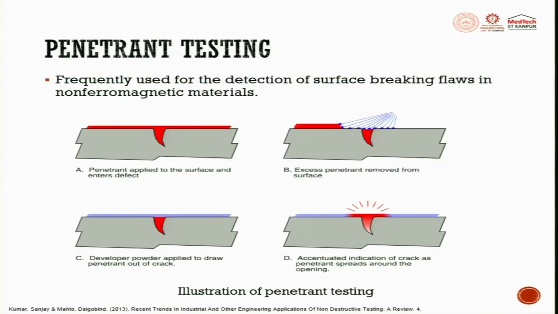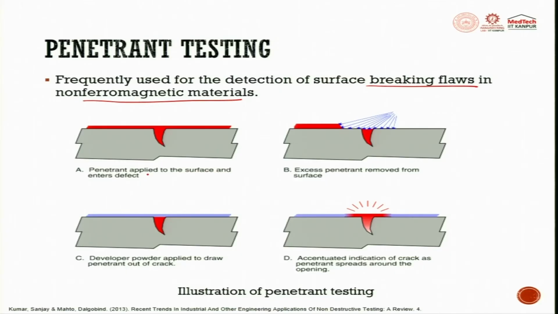Another test is the penetrant test. The penetrant test means a medium has to penetrate into the material that is to be tested. It is frequently used for the detection of surface breaking flaws in non-ferromagnetic materials, where the magnetic tests are not applicable because of their non-ferromagnetic nature.